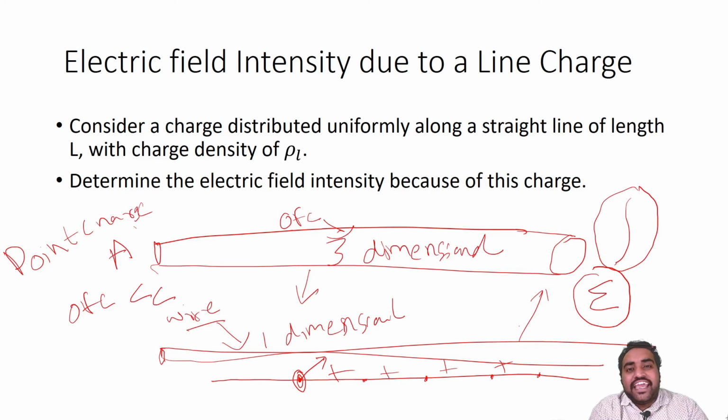We would be using integration. I hope the reason why we would be using integration is clear. From this, we will move to solve the problem of electric field intensity because of a line of length L where the charges are distributed uniformly with distribution rho L.